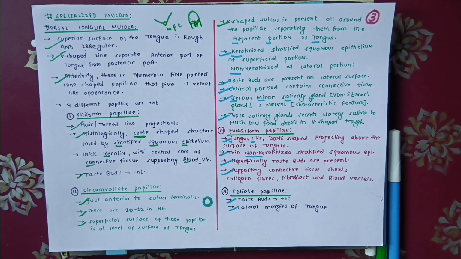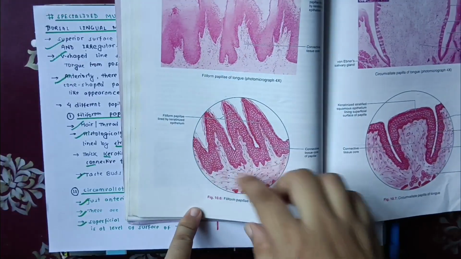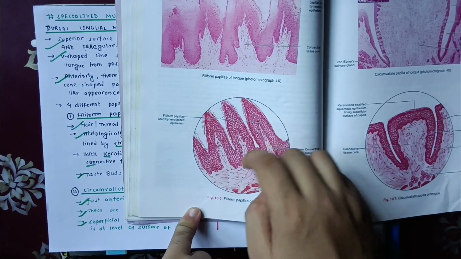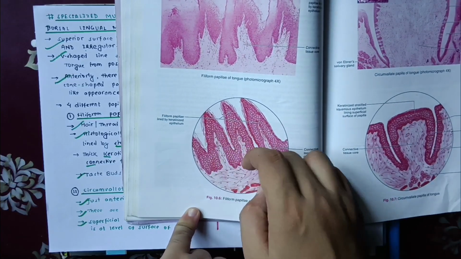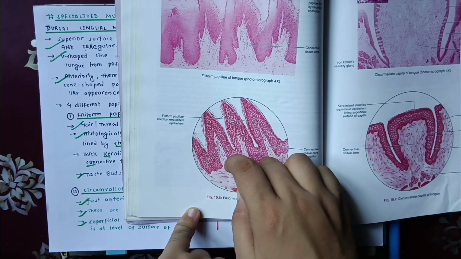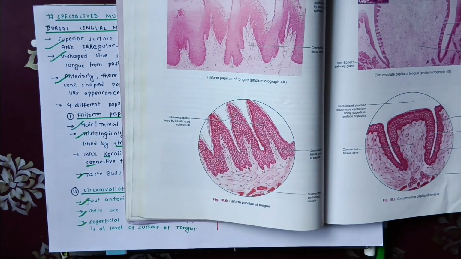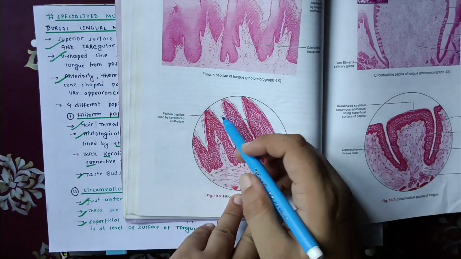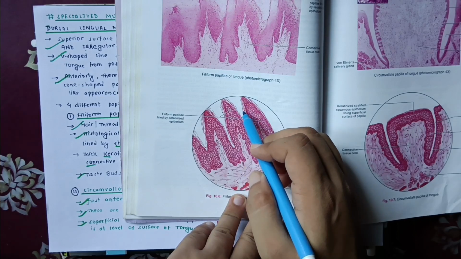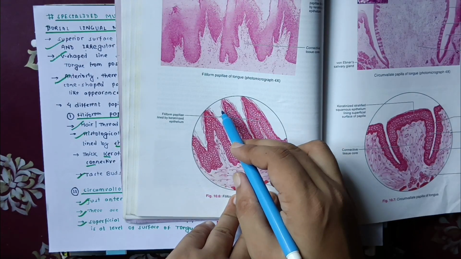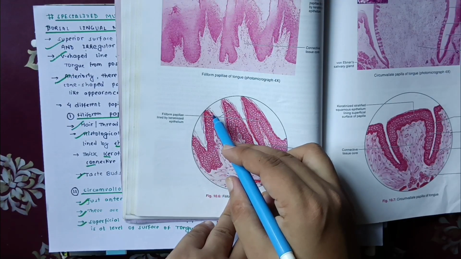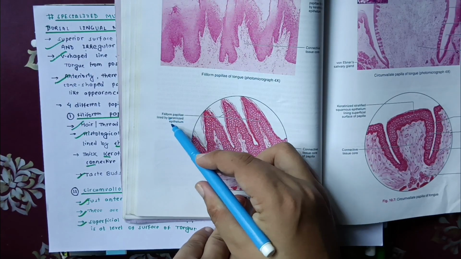Now I will show you the pictures of those papillae. This is a filiform papillae. You can see the spike-like structure. They are hair-like, thread-like, and cone-shaped. In the histological section we can see the filiform papillae, and they are keratinized all over the surface. In the superficial part we can see the thread-like structures; they are the keratin there. So keratinized epithelium is there.